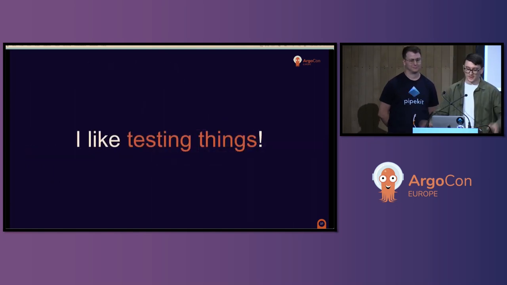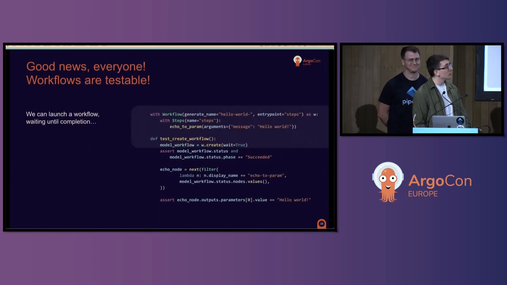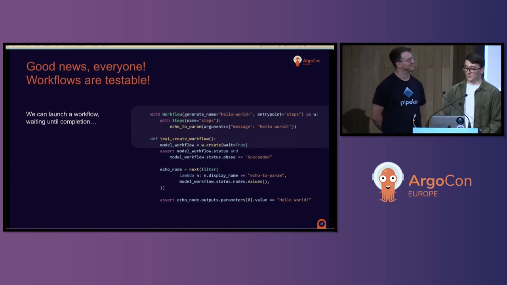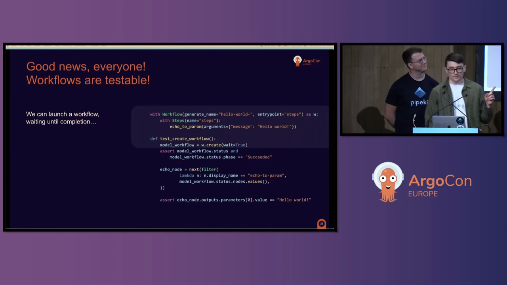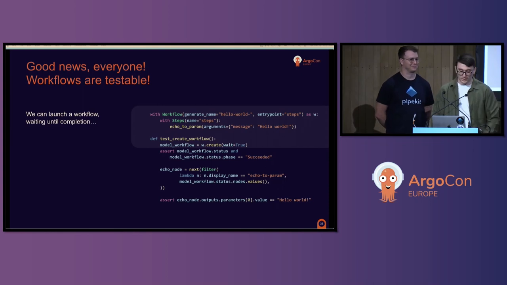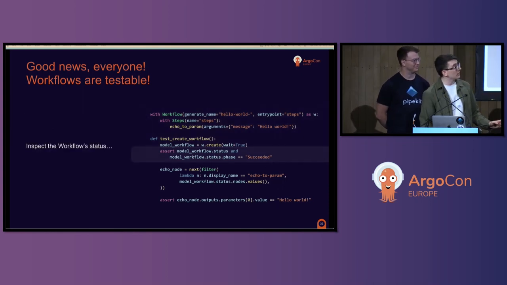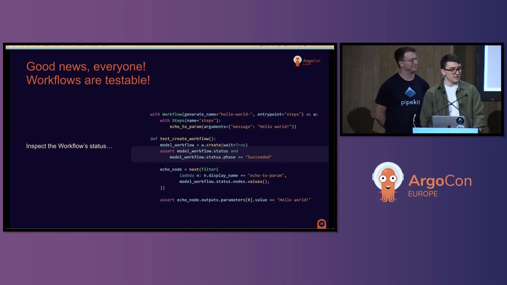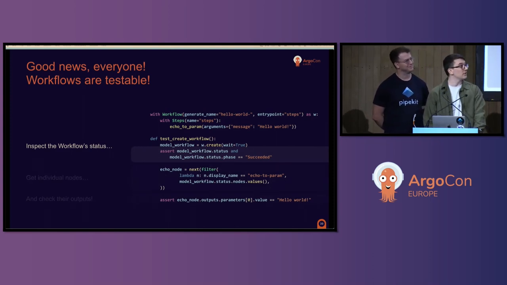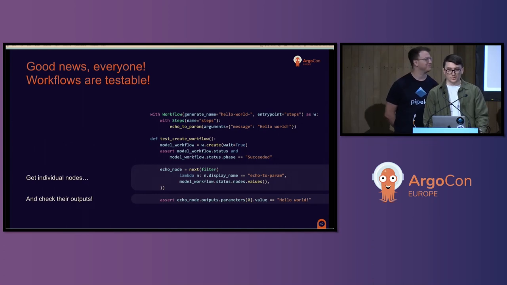So who else likes testing their code? Well, good news, everyone. Workflows are testable. So in this example, we're going to set up a workflow and wait for it to complete. So I'm calling create, just as before. I've left some of the code out. But then with the completed workflow, we can check the status and make sure the phase is succeeded and not failed. And we can even get individual nodes from the workflow and check their outputs.